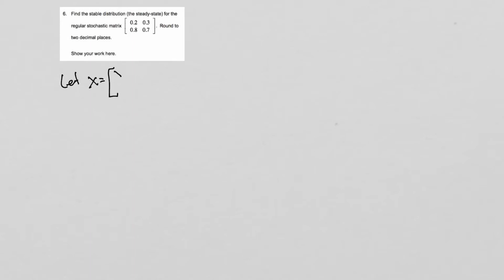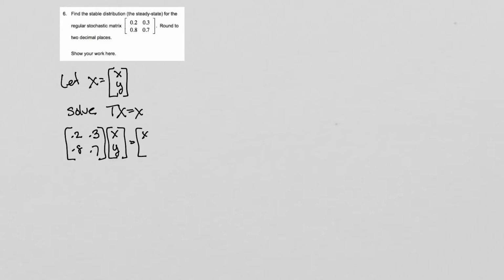Now it's a 2 by 2, so we'll have an x and a y for each state. And then what we're going to do is try to solve this matrix equation, Tx equals x. And what that means is that when we apply the transition matrix to our steady state vector, we get the steady state vector right back. So let's write this out. Now we're going to get, by going across the rows, 0.2, 0.3, 0.8, 0.7 times the steady state, which is x y, and we will get x y back.